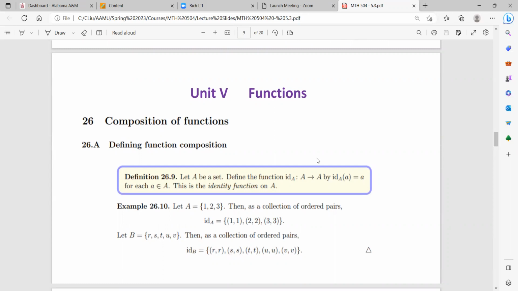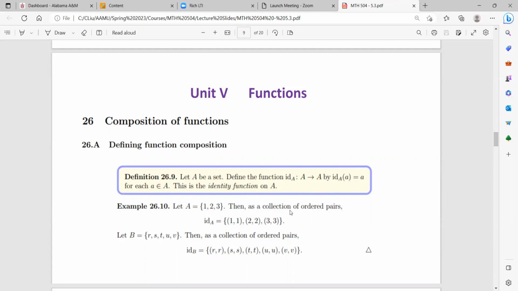Pretty simple. For any set, you can define the identity function from the set to itself by mapping any element in the set to itself. It's written as ID sub set A. The argument is a and the function value is a, for each element a in set A.